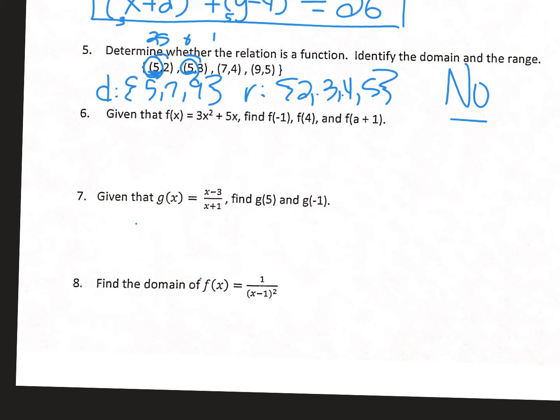F of a plus 1. So I'm going to plug in the a plus 1 where all the x's are. So it's going to look like 3 times a plus 1 squared plus 5 times a plus 1. Your job is to work all that out.